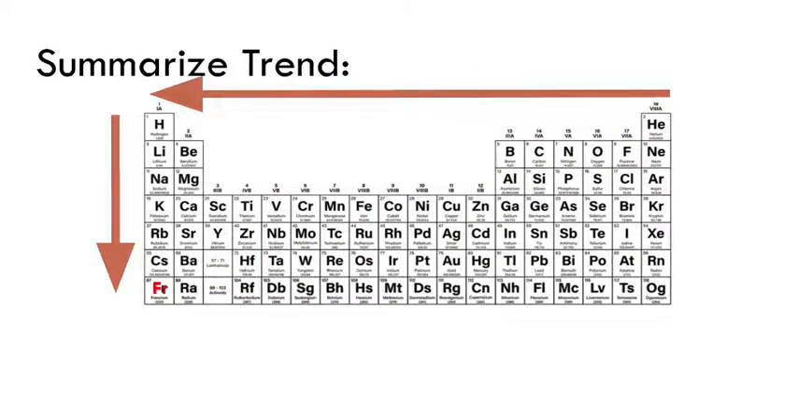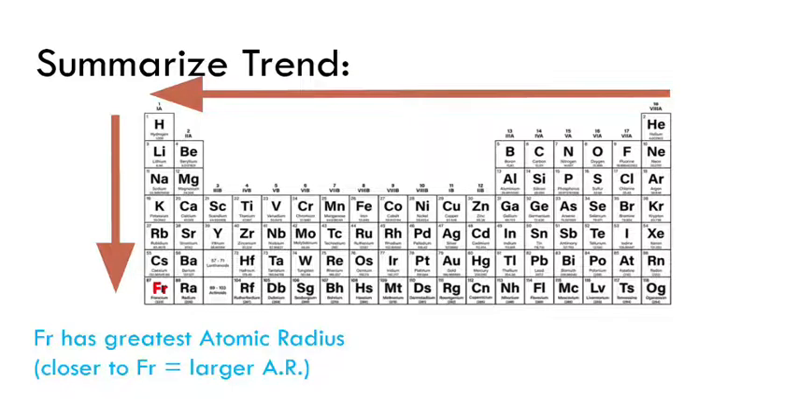And francium is really important to remember for our atomic radius. Out of all of the elements on the periodic table, francium has the largest atomic radius of all of them. That means when we're trying to work out problems and figure out, of a random set of elements, which one is bigger, all we need to ask ourselves is, which one is closer to francium? The closer to francium we are, the larger our atomic radius is.